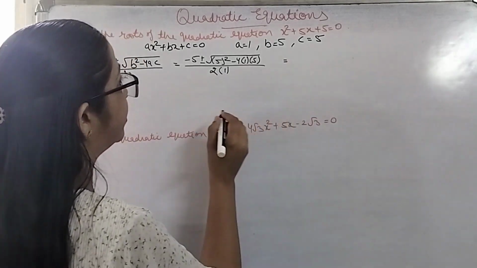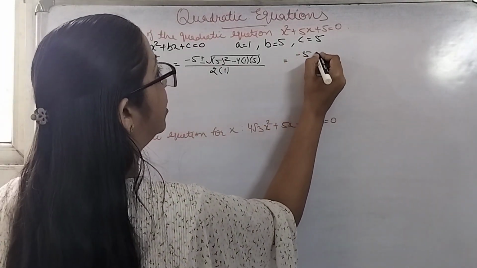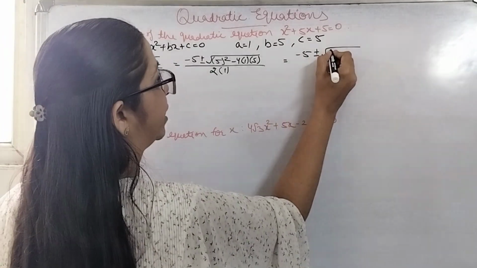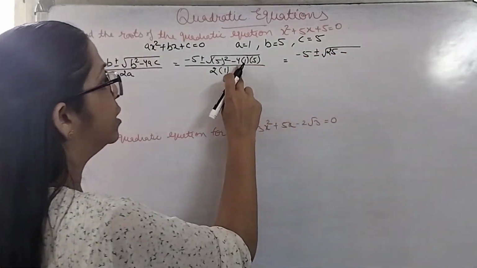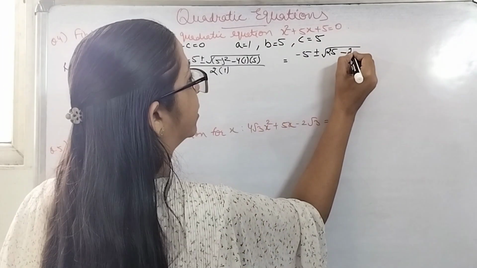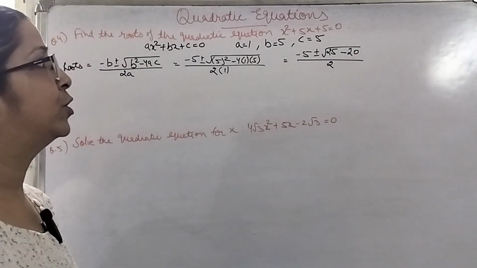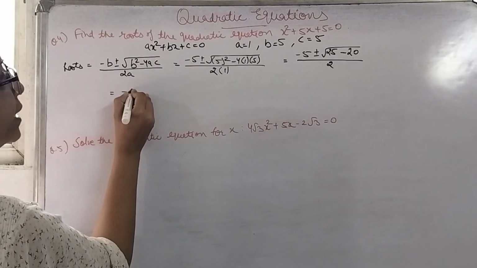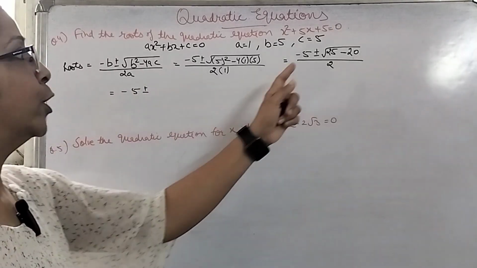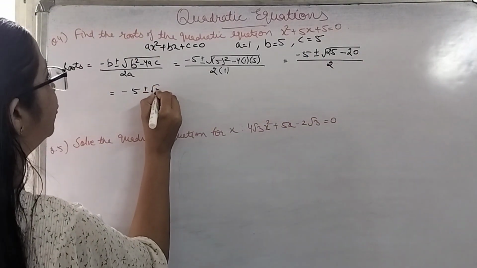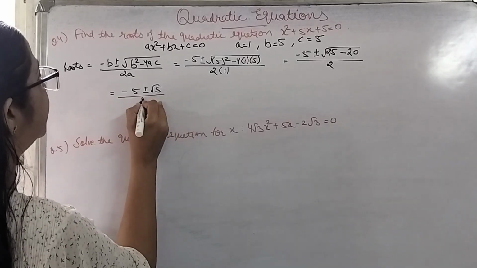So if we solve it further, it will become minus 5 plus minus root of 5 square will be 25, minus 4 times 5 is 20, over 2 multiplied by 1 will be 2. So this will become minus 5 plus minus 25 minus 20 will be 5. So that is your root of 5 divided by 2.